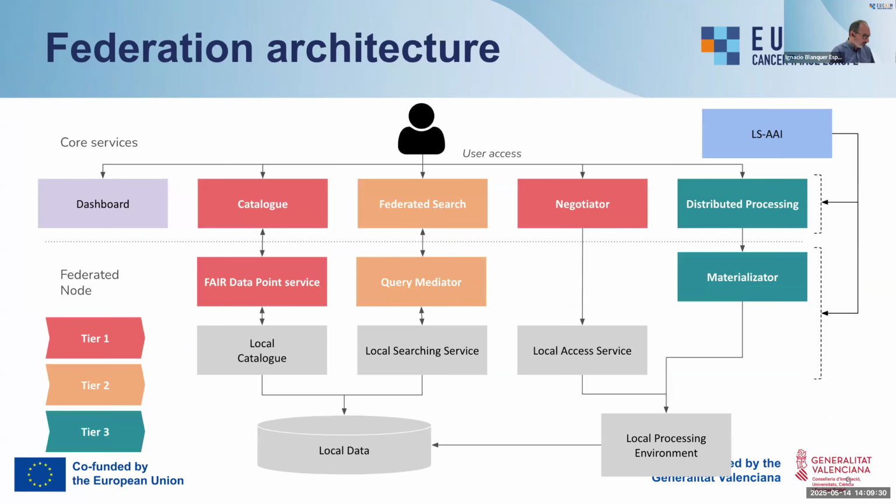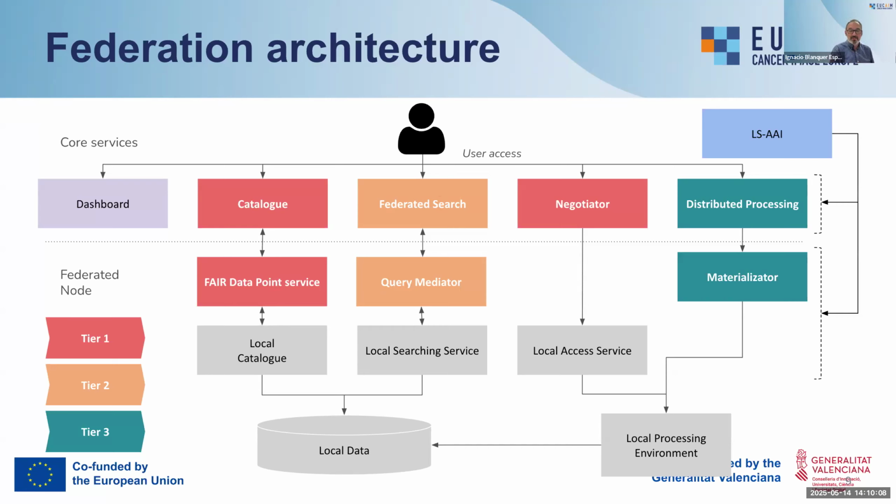In this federated model, we have components that are hosted and deployed at the central services, and components that have to be deployed at each provider site. We have a catalog, and in order to connect to your local catalog, if you have one, we need an FDP, a FAIR Data Point service, that can be used to harvest the data from your local catalog. Then we need a query mediator to transform the queries from the federated search into the specific format of the APIs that you have at your local site.